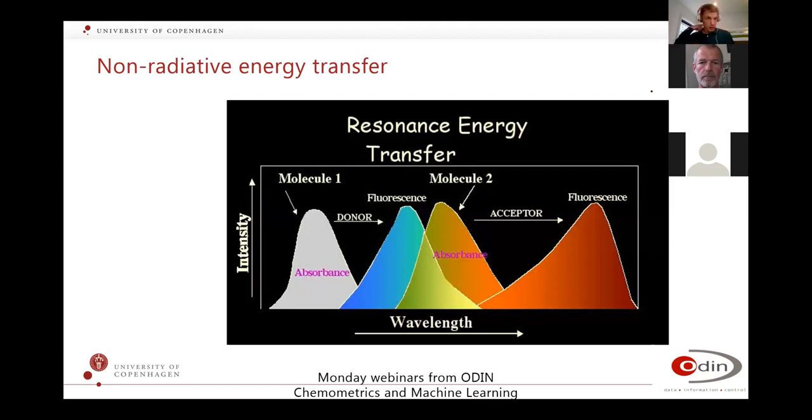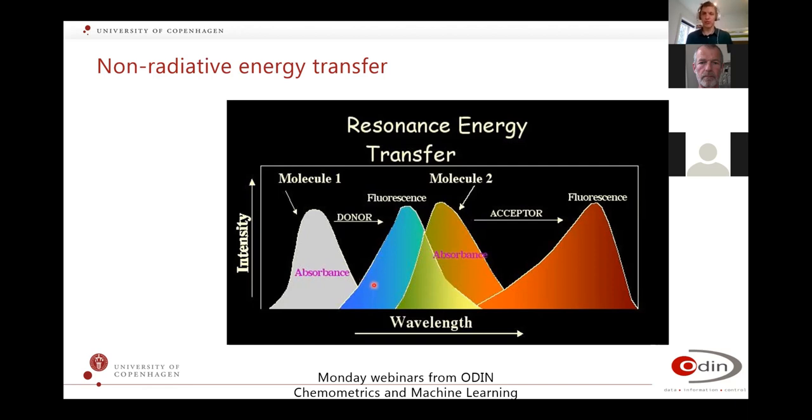Another thing that is happening is non-radiative energy transfer. This is what I mentioned earlier today with proteins, where you have energy being transferred from phenylalanine to tyrosine or tryptophan, or from tyrosine up to tryptophan. So what we can see here, if I can get a bit of a pointer here, is one molecule, this could be your tyrosine. It will absorb light at some specific wavelengths in a certain profile, and then it will be able to emit light, and that's this blue peak here.